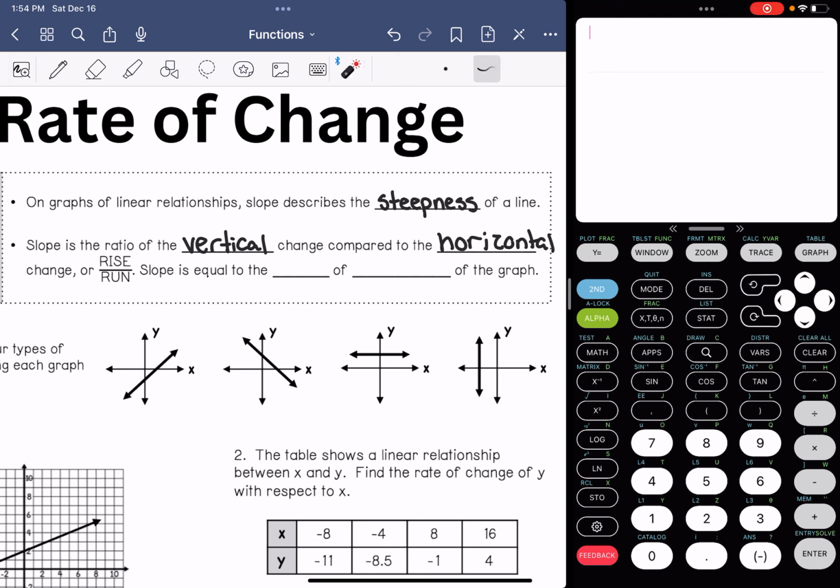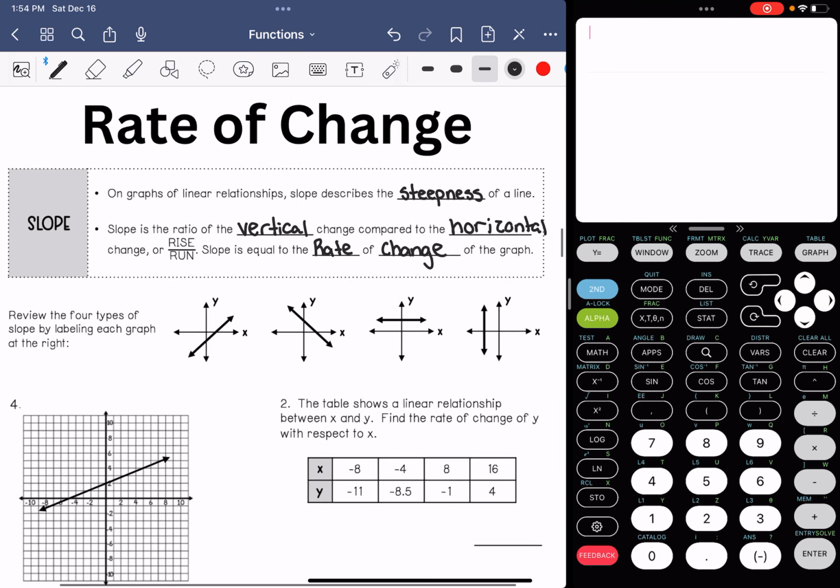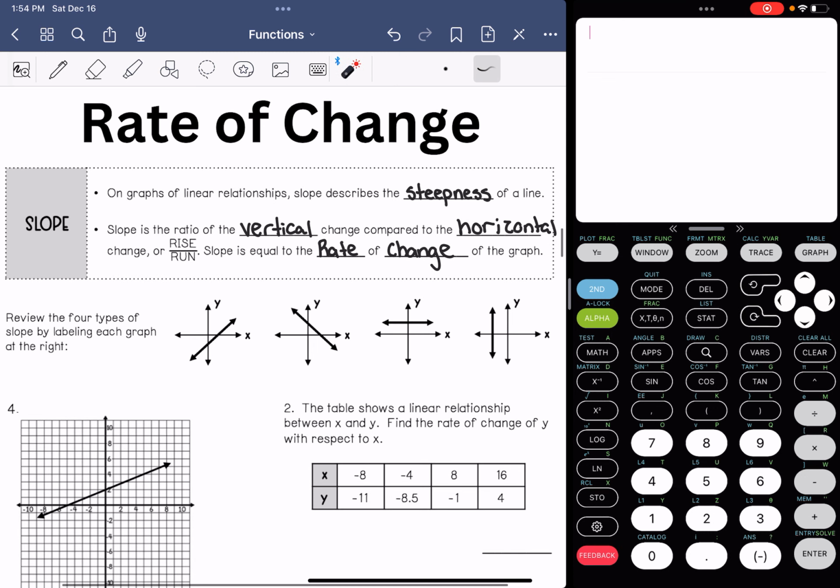More importantly for us, slope is the rise over run. And very, very important for us, slope is equal to the rate of change of the graph. Okay? Very often, you will see the words rate of change. You will not see test questions ask you about slope. You need to know that slope and rate of change are the exact same thing.